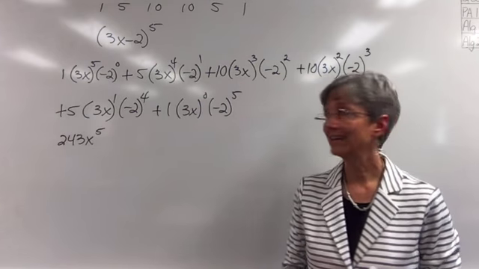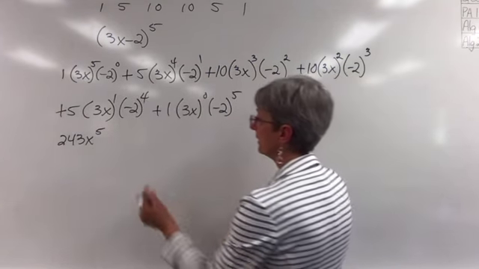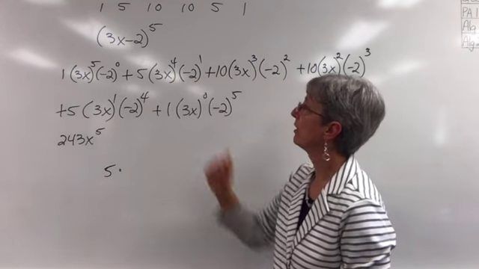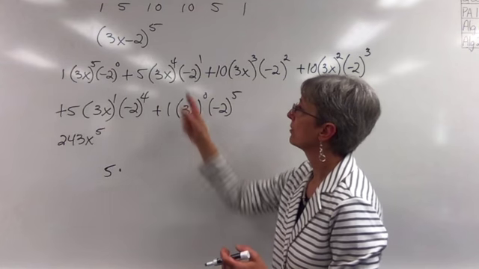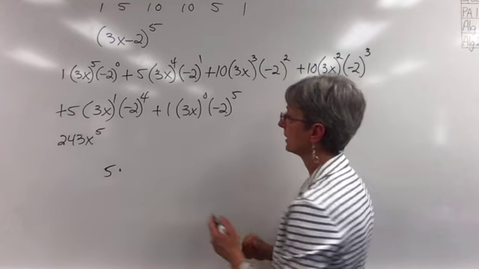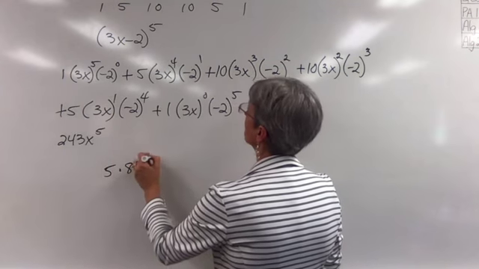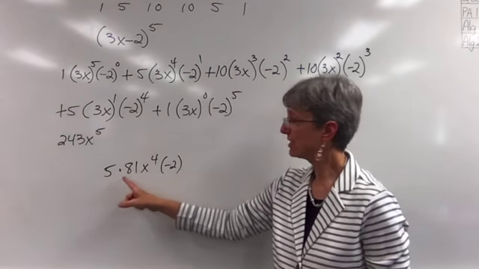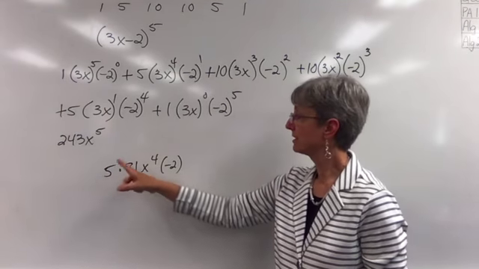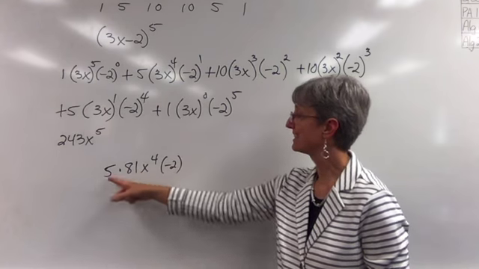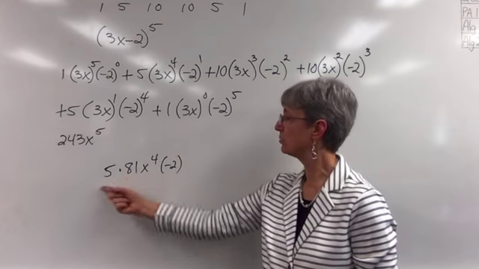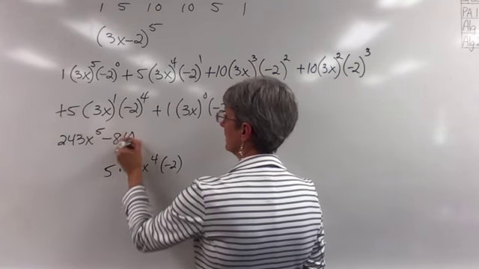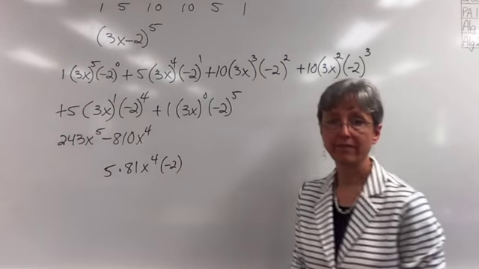Okay, now let's look at our next term. We have 5 times 3x to the power of 4. So 3 to the power of 4 is 81, times 81, x to the power of 4 times negative 2. So now we simplify the numbers. 5 times 81 times negative 2 is negative 10 times 81, negative 810. So this is negative 810 x to the 4th.